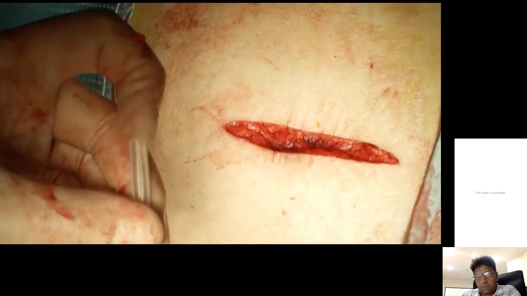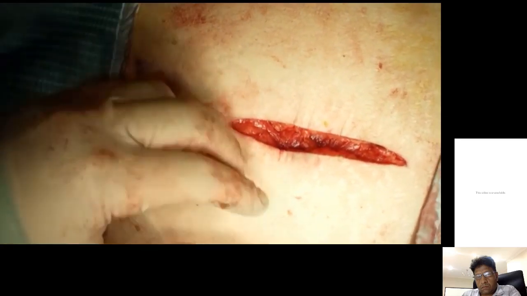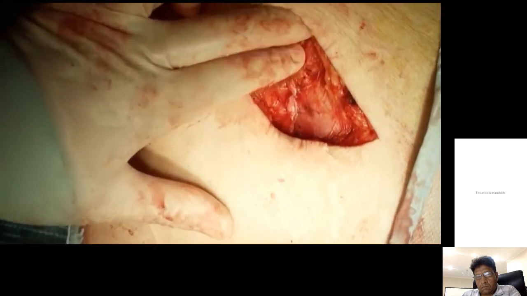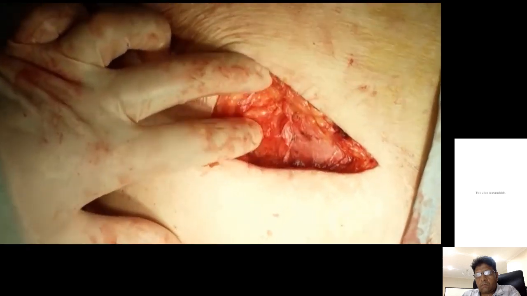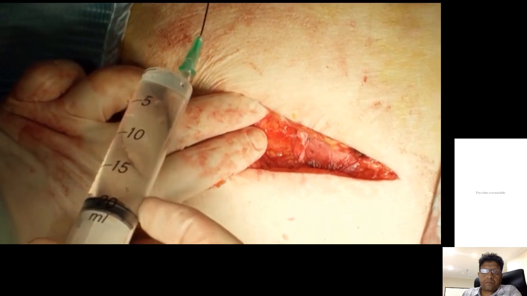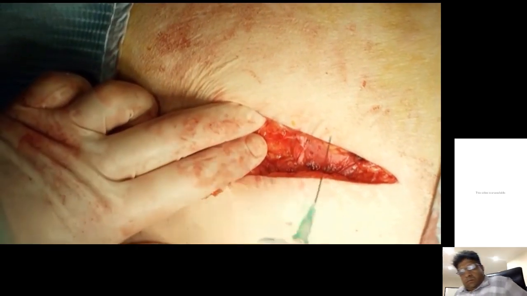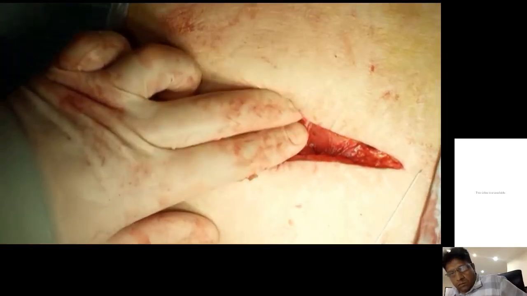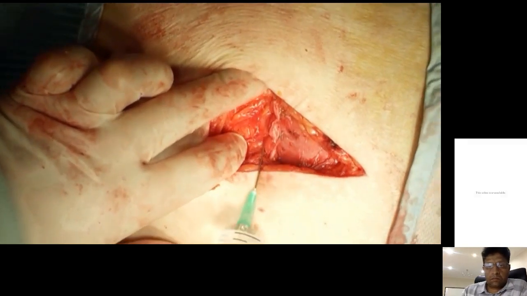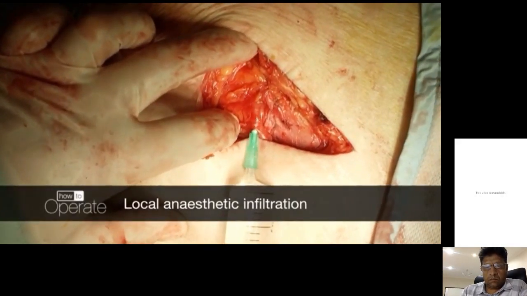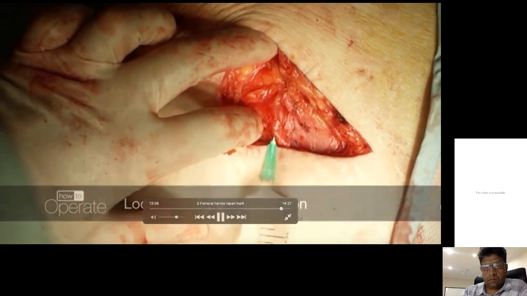So for local anesthesia, we don't just want to get the skin, we want to get the rectus sheath as well. Remember, all the nerve supply will be coming in from supralateral, running down. This is a continuation of the intercostal nerves. So we get within the rectus sheath, not too deep obviously.